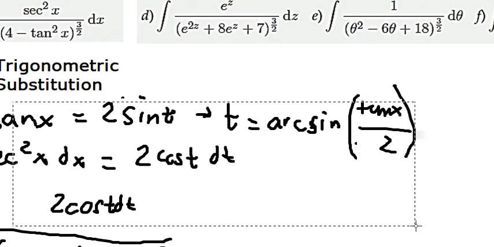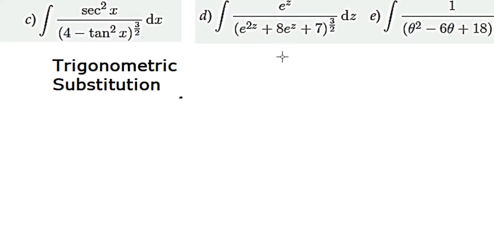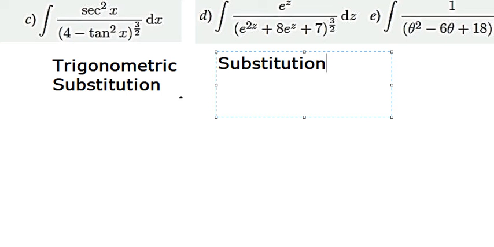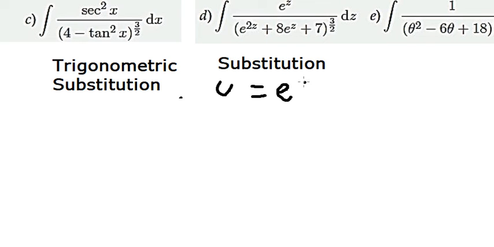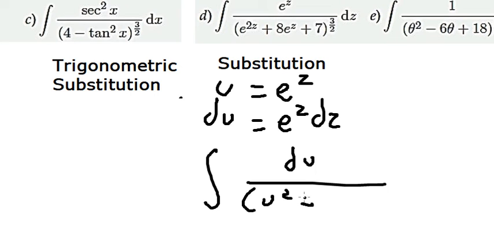Now let's go to number 4. This one we need to use substitution. So we put u equal to e to the power of z, du gives e to the power of z dz. So we get du over u squared plus au plus 7 to the power of 3 over 2.